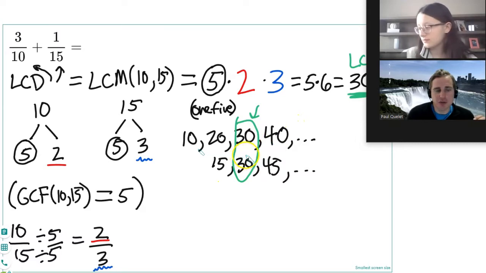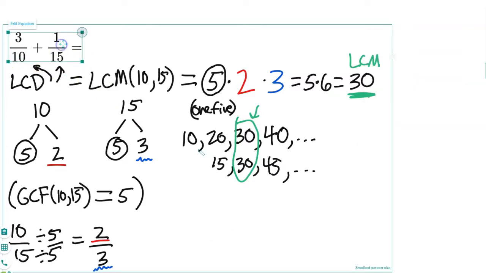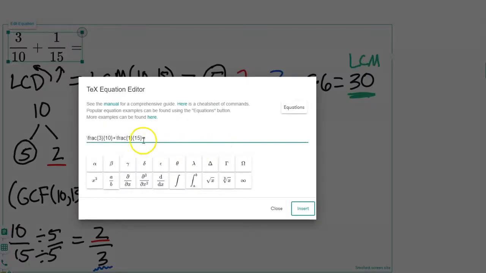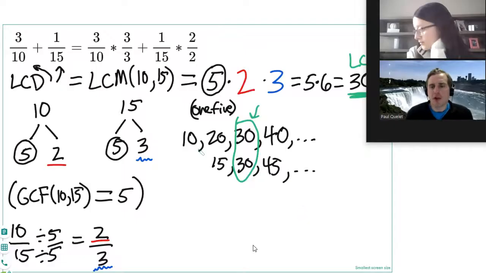So if 30 is the least common multiple, what should 10 be multiplied by in order to get to 30? 3. And then what should 15 be multiplied by in order to get to 30? 2. Now here's a quick reminder: why are we multiplying both the numerator and the denominator for the first fraction? Right, it has to be fair. Since math is fair, 3 over 3 is another form of what very special number? 1. 3/3 is 1 whole. Whenever you multiply anything by 1, you don't change the value, but you do change the form. We talked about this last time.